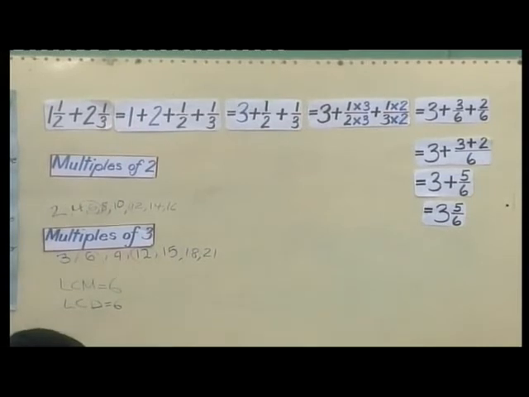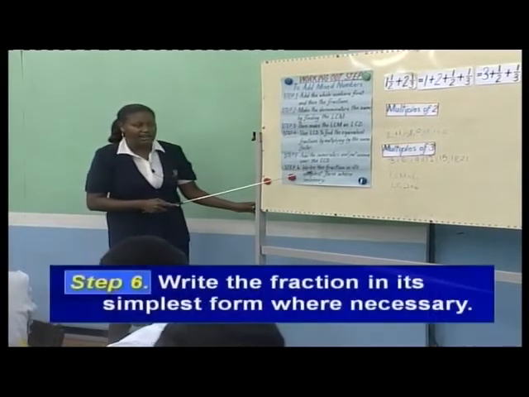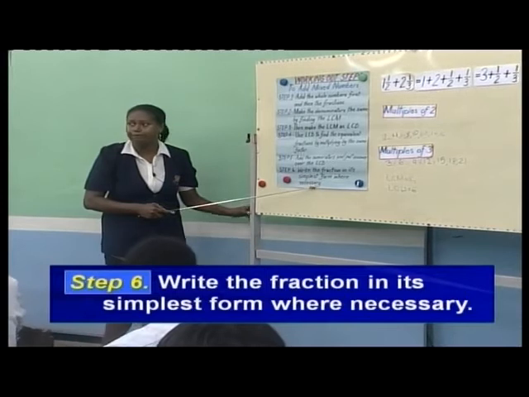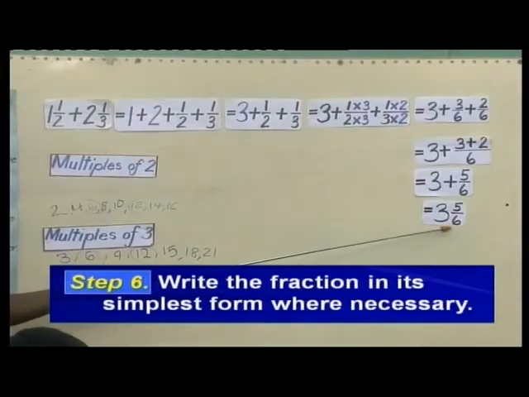Can you see the steps in working out? Now step number 6, you write the fraction in its simplest form where necessary. Is this answer in its simplest form?